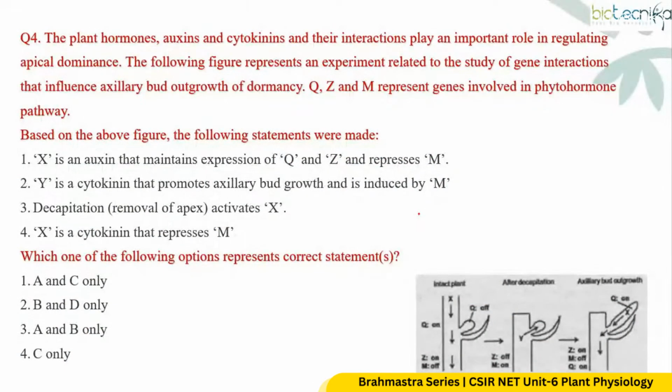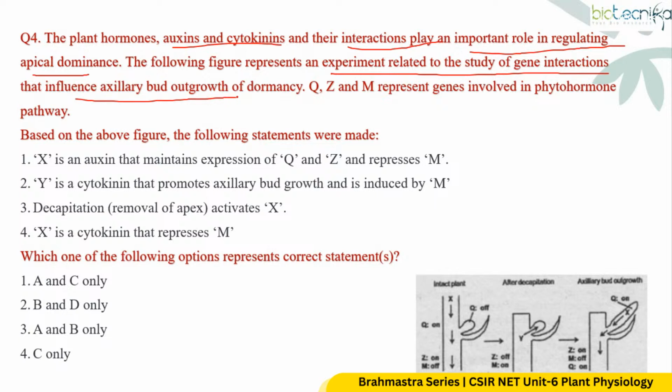Moving on to our next question. In this question, the plant hormones auxins and cytokinin and their interaction play a very important role in regulating apical dominance. The following figure represents an experiment related to the study of gene interaction that influences axillary bud outgrowth or dormancy. In the image, you can see Q, Z, M being represented over here.